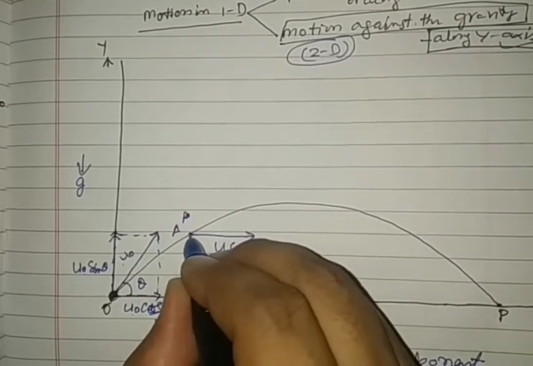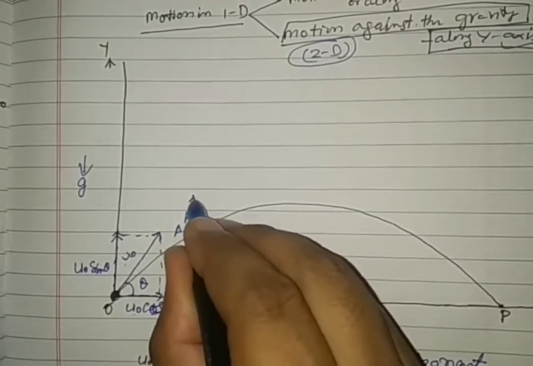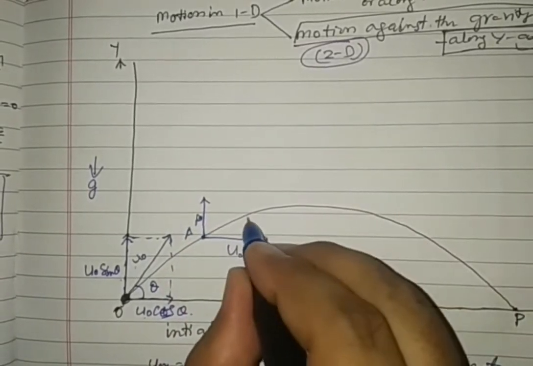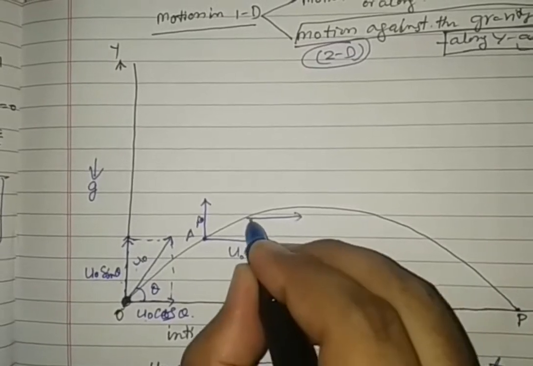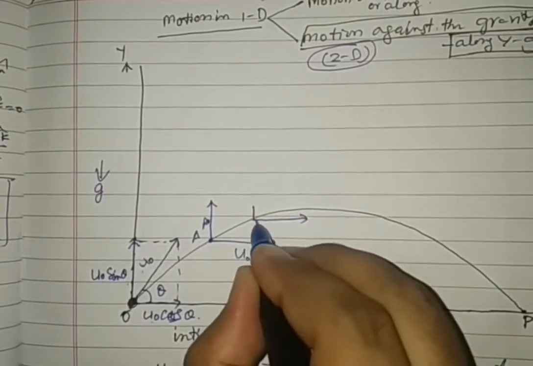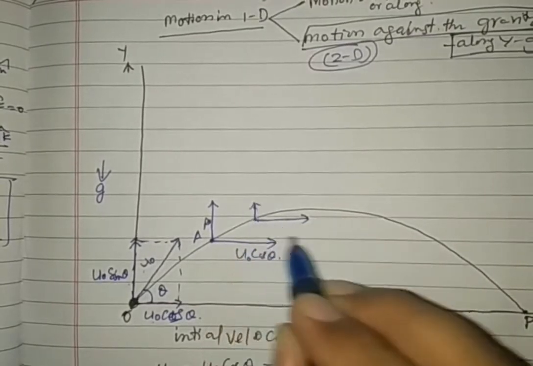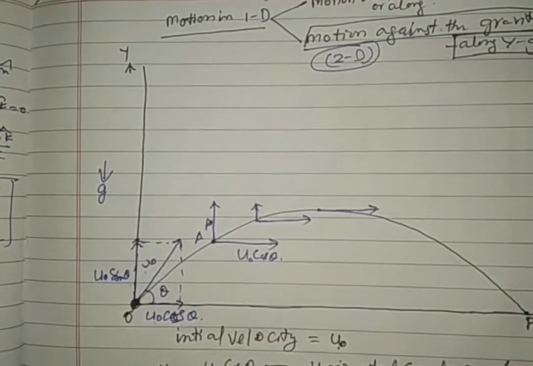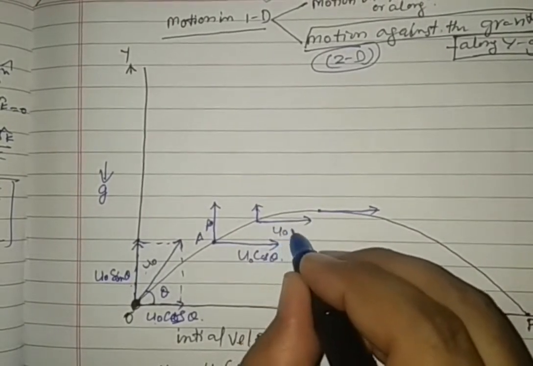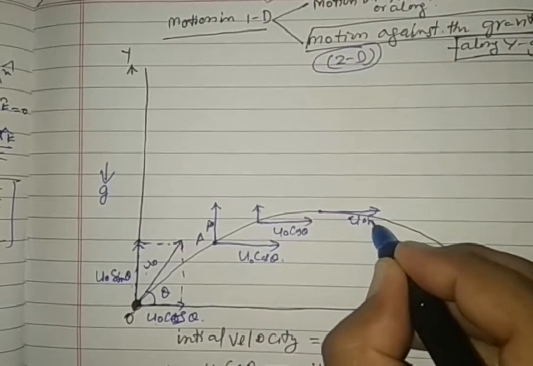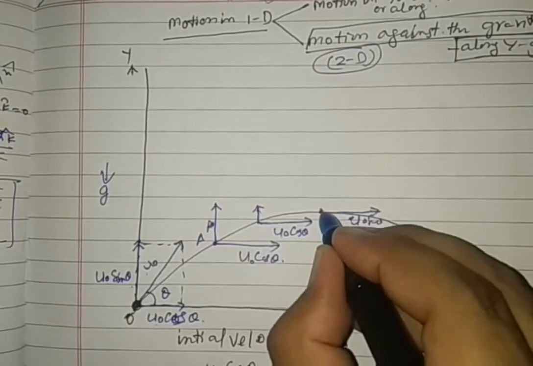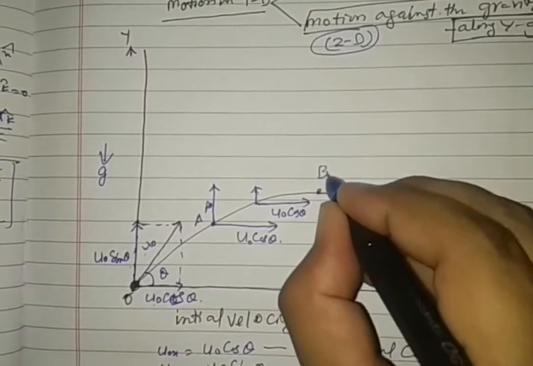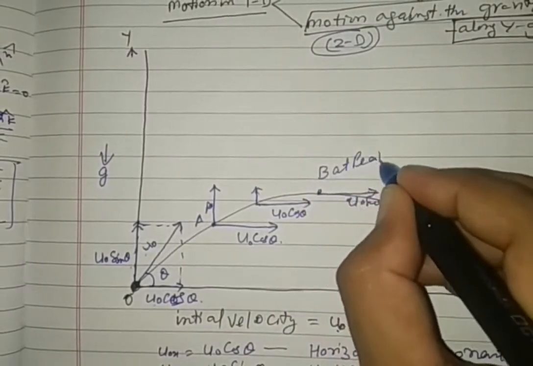This vertical component decreases here in comparison to here. Horizontal component remains the same and vertical component decreases. At the peak, the horizontal component remains the same, u naught cos theta, and the vertical component becomes 0. Let this be point B at the peak.